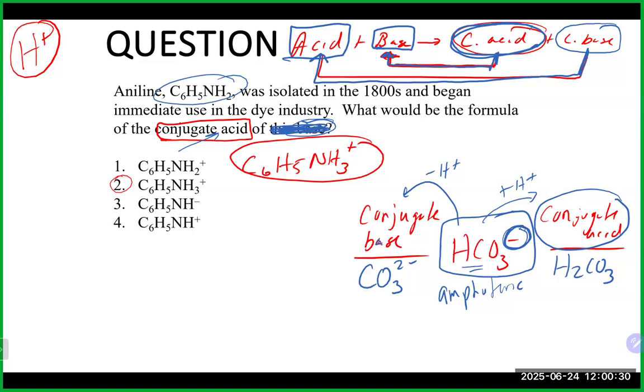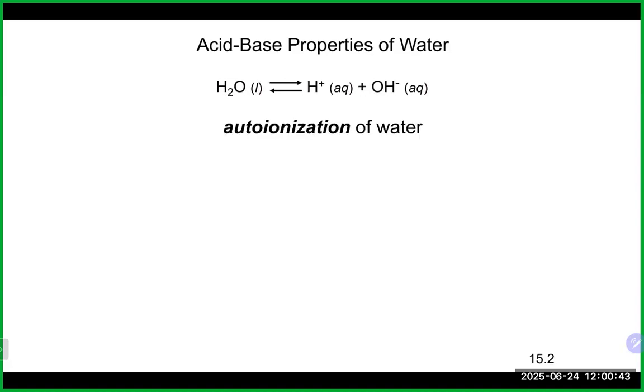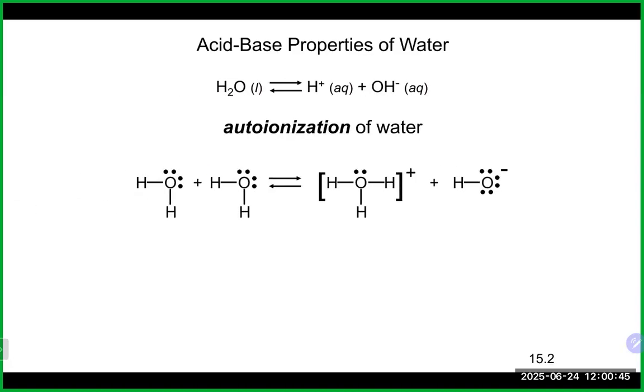And remember that the Bronsted-Lowry definition of an acid and base is for these guys, not the conjugate partners. They're just the acid and base. Those are the definitions of those things. All right, so next thing we're going to talk about is the acid-base properties of water.